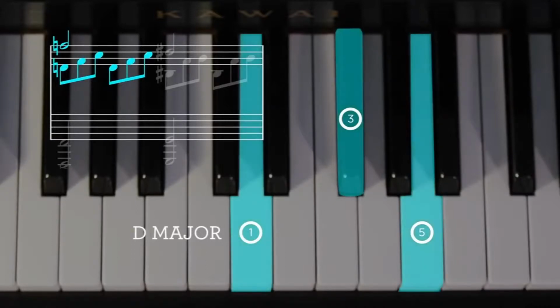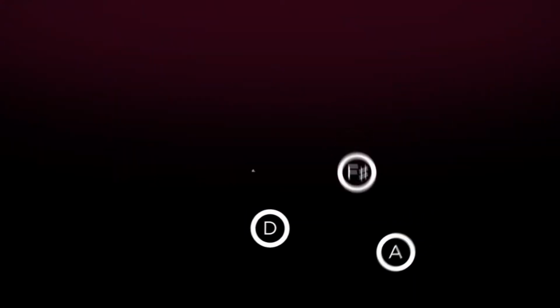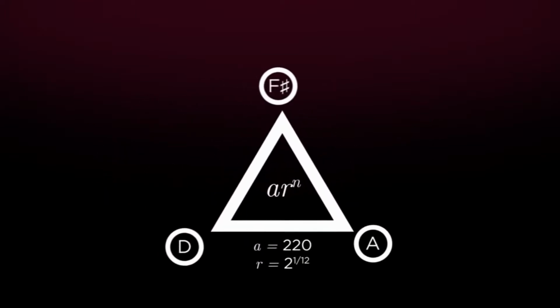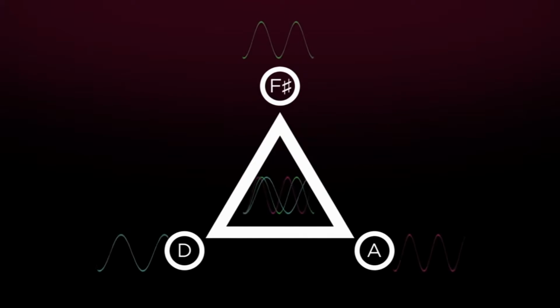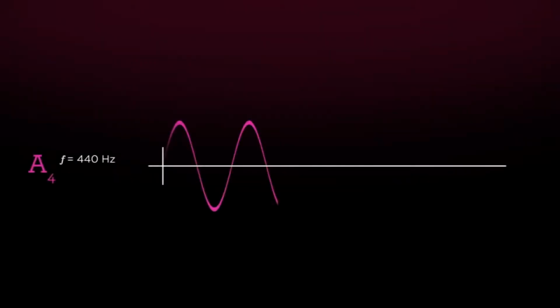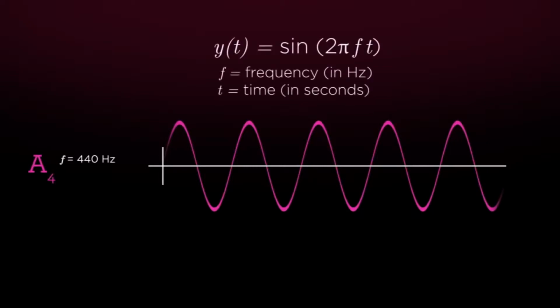By stacking the scale's first, third, and fifth notes, D, F sharp, and A, we get a harmonic pattern known as a triad. But these aren't just arbitrary magic numbers. Rather, they represent the mathematical relationship between the pitch frequencies of different notes, which form a geometric series. If we begin with the note A3 at 220 Hz, the series can be expressed with this equation, where N corresponds to successive notes on the keyboard.